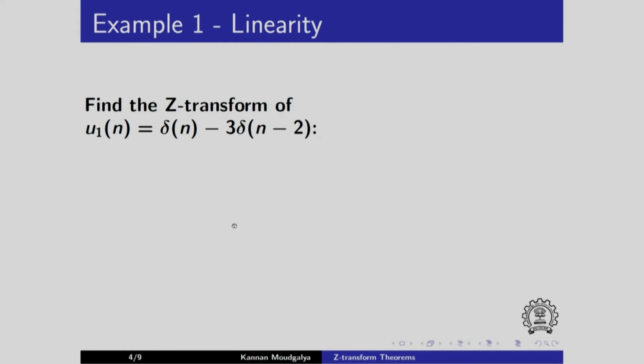We will take an example: find the Z transform of u1 of n, which is given as the difference between two impulse sequences. Remember, although I have not put the braces here, it is understood that each one is of infinite duration. Of course, some simplifications are possible because of the nature, namely that this is delta of n. So let us take U1 of z by definition, this whole thing multiplied by z power minus n going from minus infinity to plus infinity.